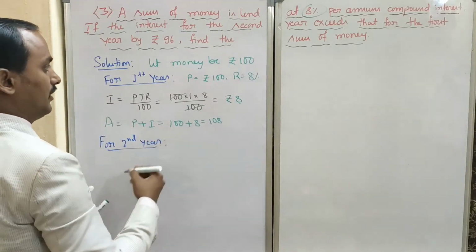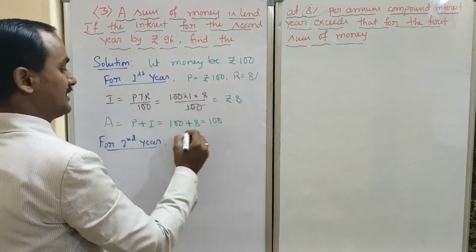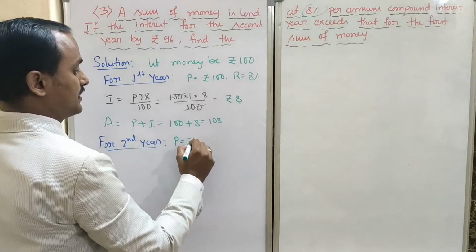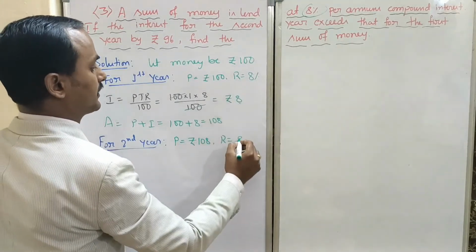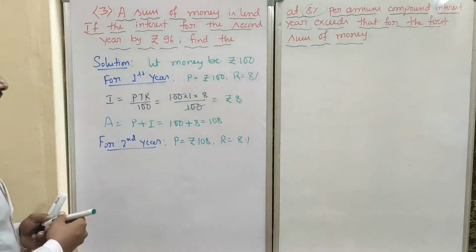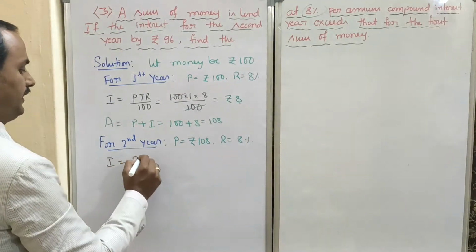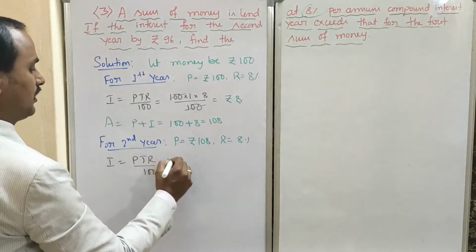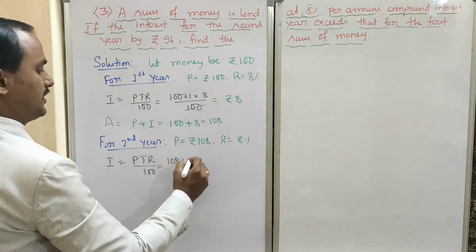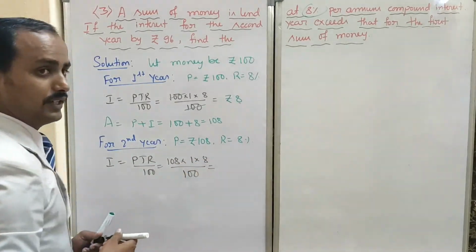Children, here what is the principal amount? The amount at the end of the first year becomes the principal for the second year, that is 108 rupees. Rate of interest is also the same, 8%. Now the interest formula, children: interest is equal to PTR divided by 100, which is principal 108 into time 1 year, into rate of interest 8, divided by 100.